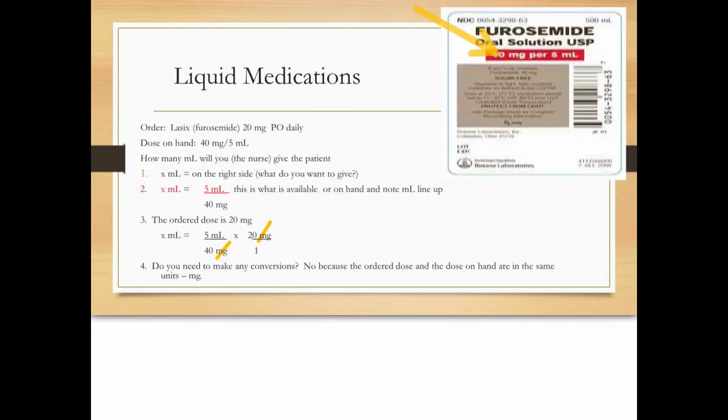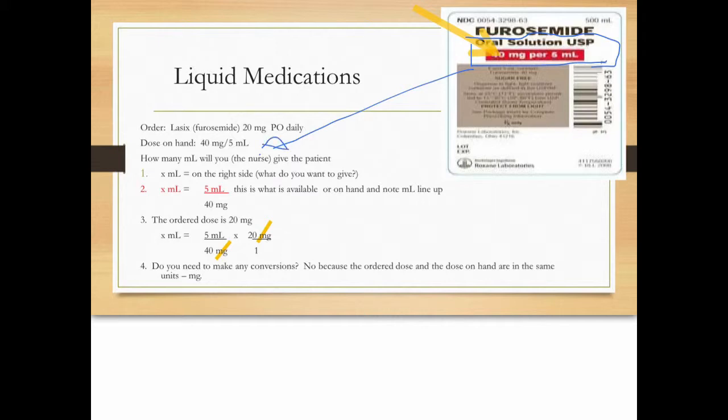Let's look at an example using a medication label. Quite often in case scenario questions, you'll be given information in a word format, but you may also be given a label that you'll have to read and interpret. Right here, we'll find that the medication is supplied, Lasix, 40 milligrams per 5 milliliters. Over here, we would write that down in the dose available, or dose on hand.